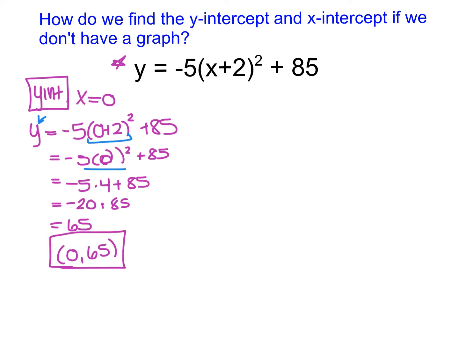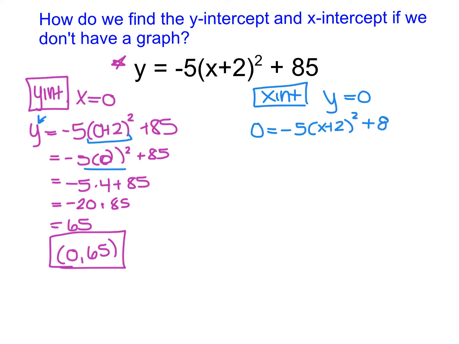So now let's flip this around and search for our x-intercepts. And remember, our x-intercepts occur when we cross the x-axis, and these occur when y is equal to 0. So we have 0 is equal to negative 5 times x plus 2 quantity squared plus 85. And because x is snuck over here on the right-hand side inside of the equation, we essentially need to undo what's happening to x to get x by itself and to solve the equation.